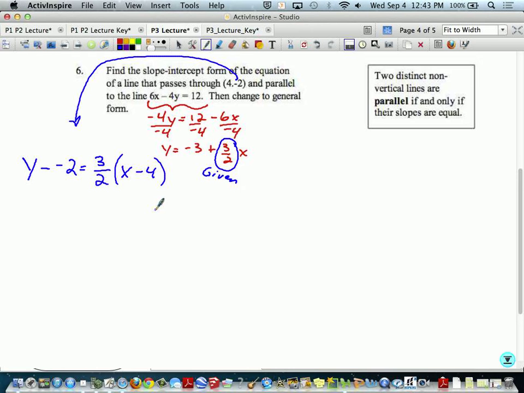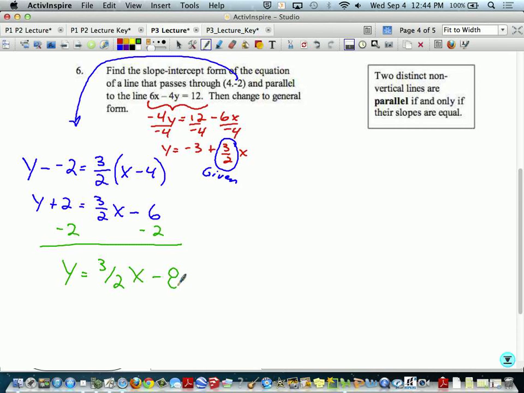Now we want to clean it up. So this is y plus 2 equals 3/2 x minus, I do fractions mentally. You guys can do whatever you want. If you want to go to your calculator and type in 3/2 times -4, go ahead. But 3 times -4 is -12, divided by 2 is -6, right? Now we have this 2 sitting here, so we're going to subtract 2 on both sides of the equation, and I have y equals 3/2 x minus 8.